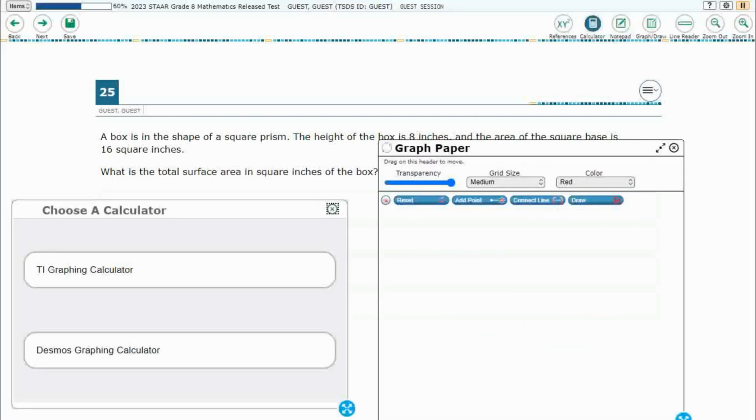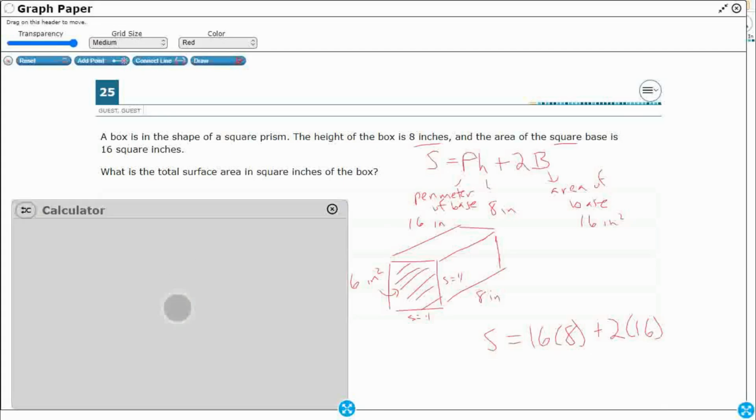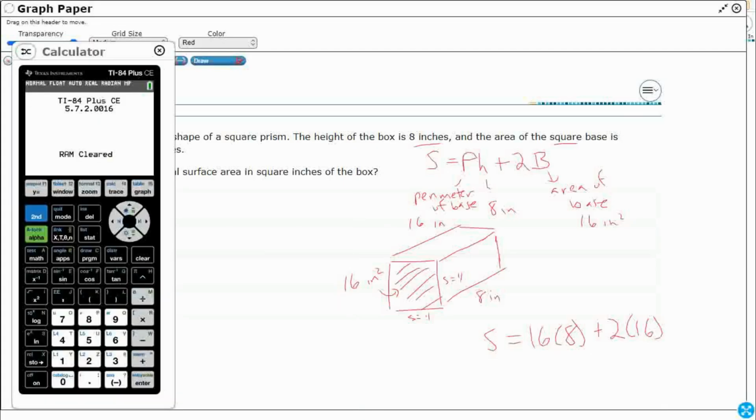Let's go ahead and get our calculators out. Let's just multiply that. We're going to do 16 times 8. And then we're going to do 2 times 16. Add those two together. 160. And our answer is going to be A.